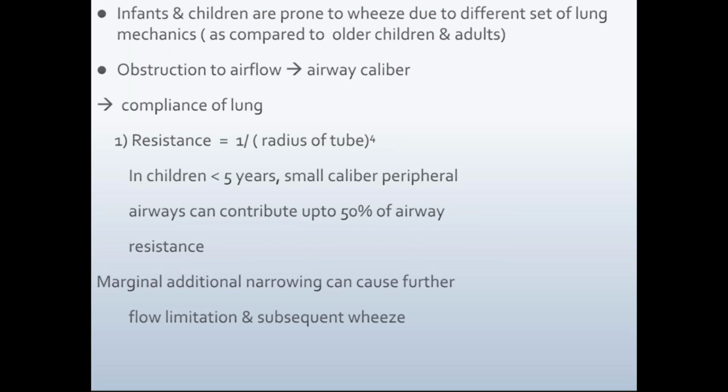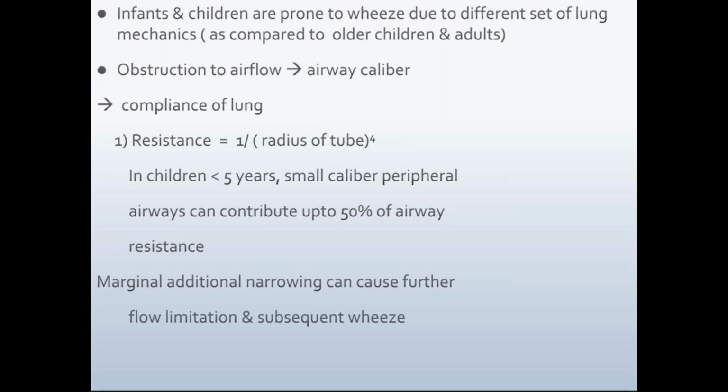So next, usually infants and children are more prone to wheeze due to their airway mechanics. What happens is, we all know resistance is inversely proportional to the radius of the tube to the power 4. So if the radius of the tube changes, for example with bronchial wall thickening, even a small, slight difference or small obstruction can lead to a tremendous increase in the resistance of the airway.